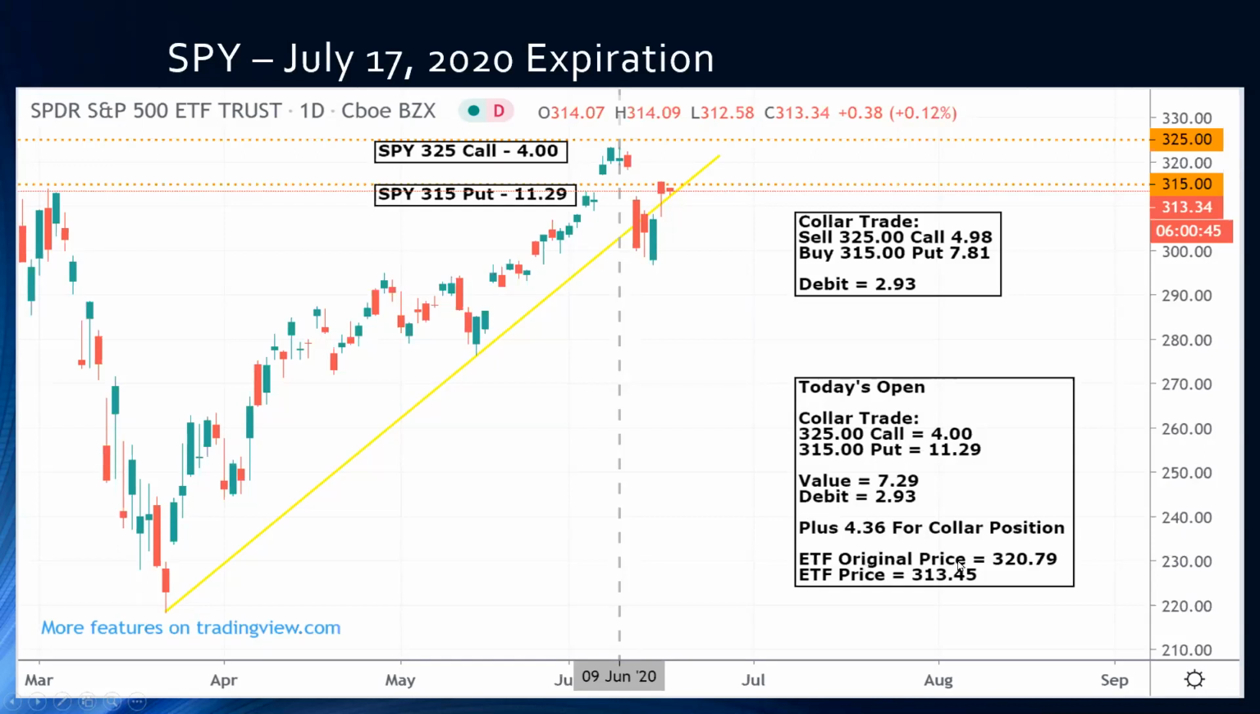So your original ETF price was $320.79 when I made this video, or the slides for this video. And this morning, the market was at $313.45. So as you can see, this gray line here, this is June 9th, June 8th. This was when the first example was made.